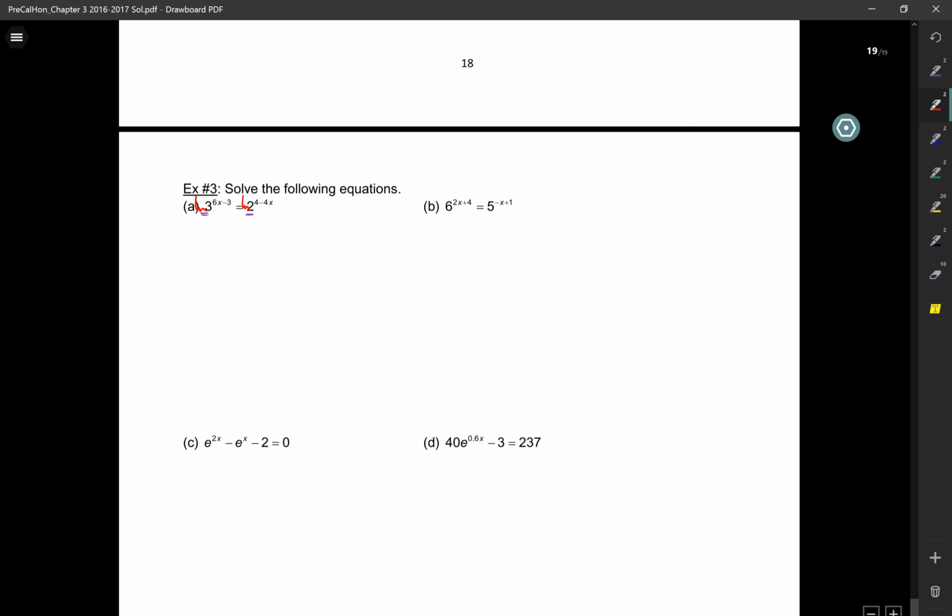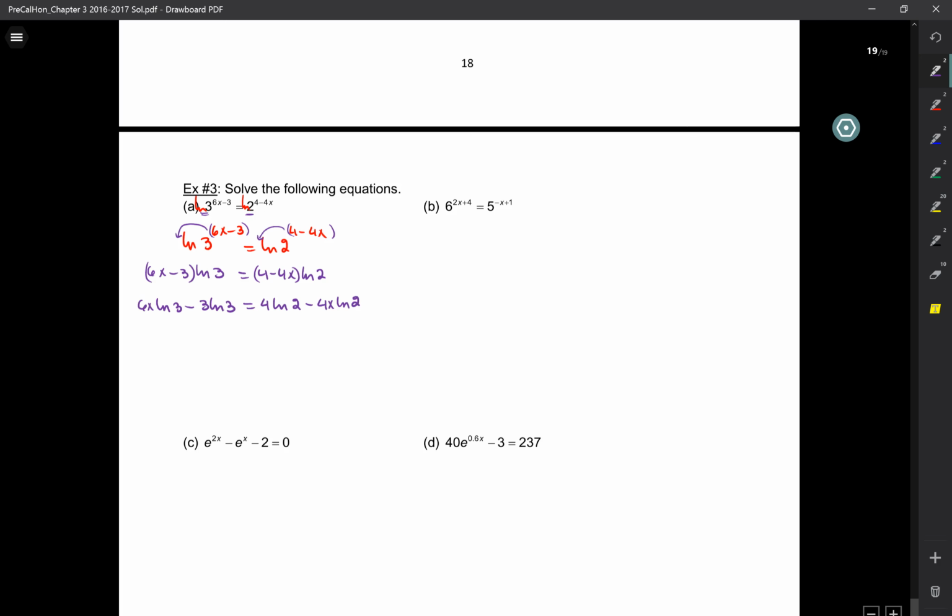What I have here is ln of 3 to the power of 6x minus 3 equal to ln of 2 to the 4 minus 4x. Okay, now remember these are exponents. They're going to come down. So we're going to have 6x minus 3 times ln of 3 equals 4 minus 4x times ln of 2. I distribute the ln into the parentheses. So I get 6x ln of 3 minus 3 ln of 3 is 4 ln of 2 minus 4x ln of 2.